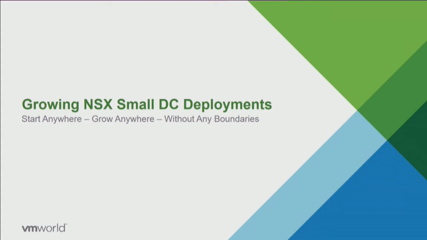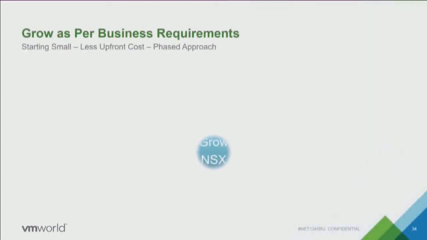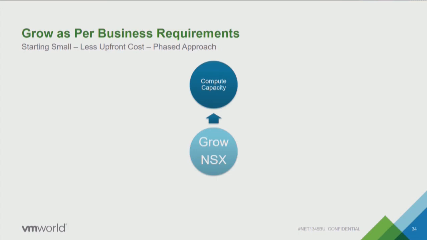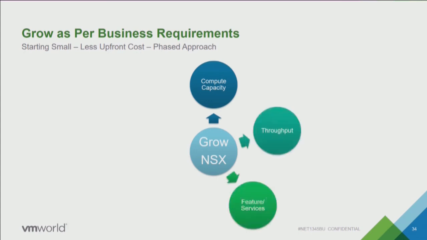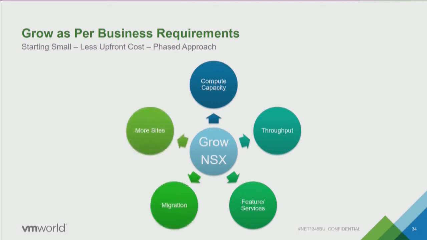So, growing NSX small DC deployments, nearly every customer I go to, regardless of if it's a small mom and pop shop or a Fortune 500, is going to start off kind of small with their NSX environment, and then they're going to plan on growing. And when you grow NSX, you need to make sure that you know what the compute capacity is going to be. We need to understand the throughput requirements, what features and services are going to be used in the future, as well as how we're going to migrate there and if we're expanding out to multiple sites. So we're going to jump into a few case studies.